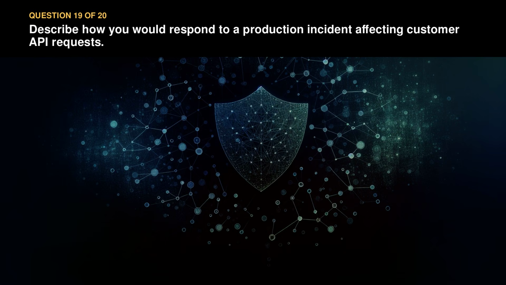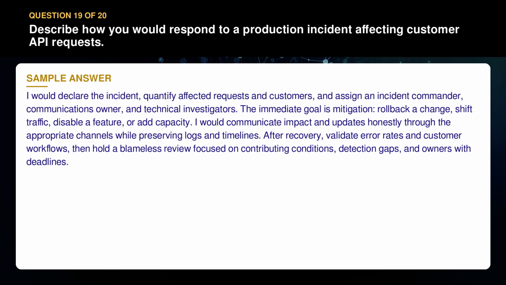Question 19. Describe how you would respond to a production incident affecting customer API requests. I would declare the incident, quantify affected requests and customers, and assign an incident commander, communications owner, and technical investigators. The immediate goal is mitigation. Roll back a change, shift traffic, disable a feature, or add capacity. I would communicate impact and updates honestly through the appropriate channels while preserving logs and timelines.